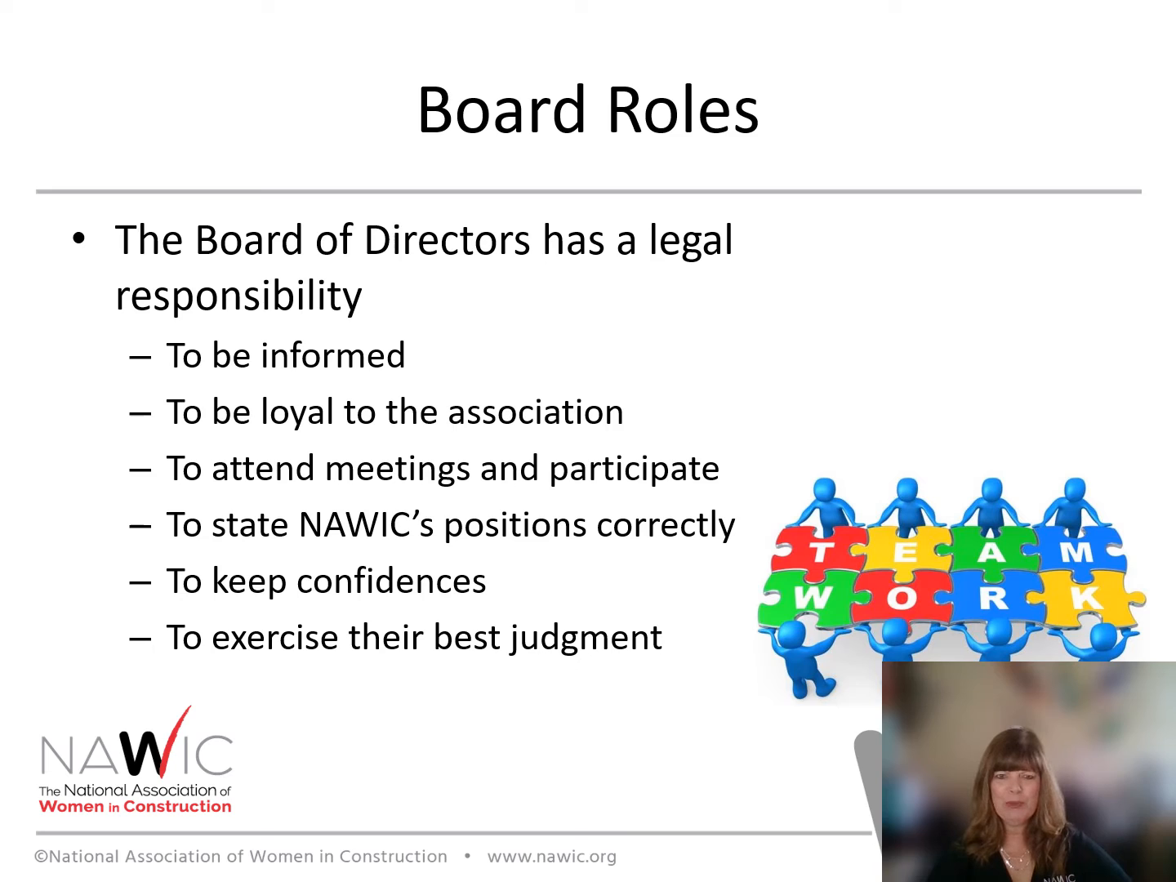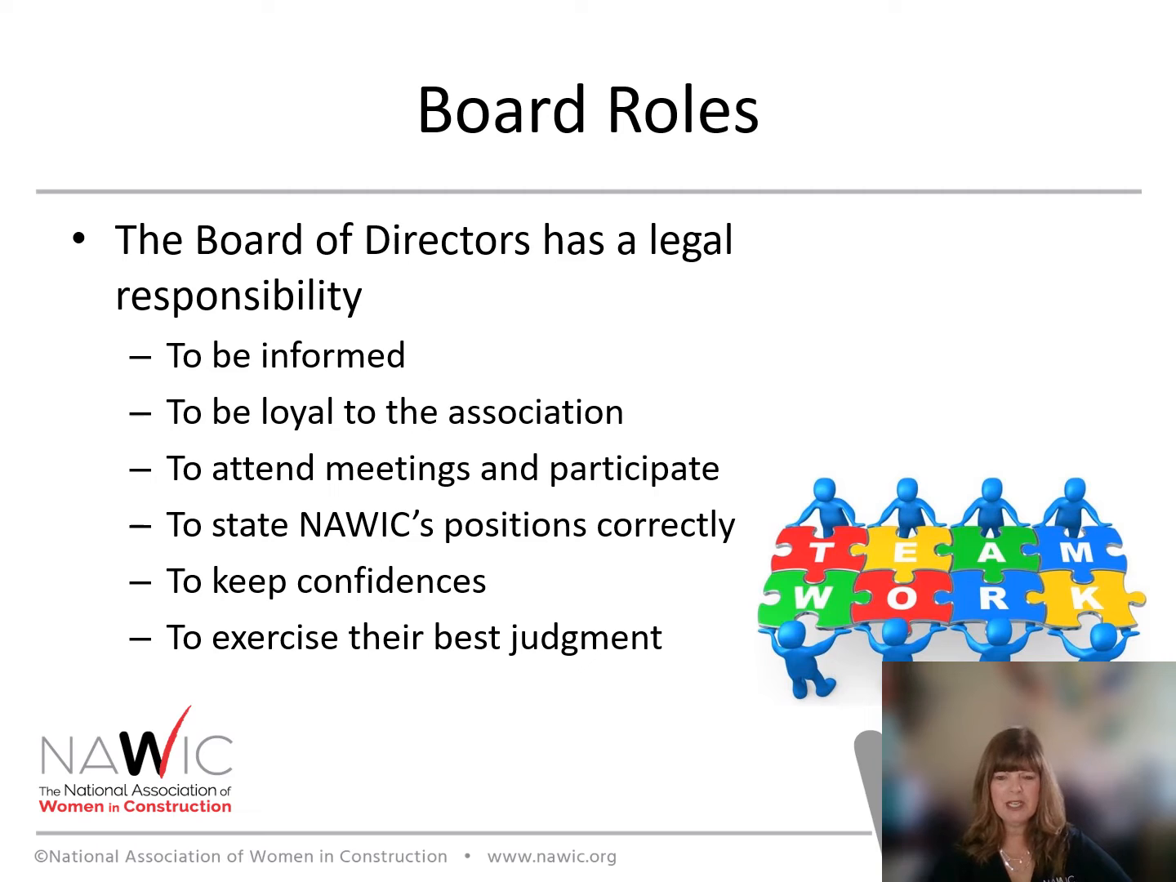The members of the Board of Directors should be familiar with the NAWIC Operations Manual and the respective position handbooks. Trainings such as this are just the beginning of a board's understanding of their role. The board should make decisions in the best interests of NAWIC and its members and should not be doing anything for the express benefit of one individual or one committee.